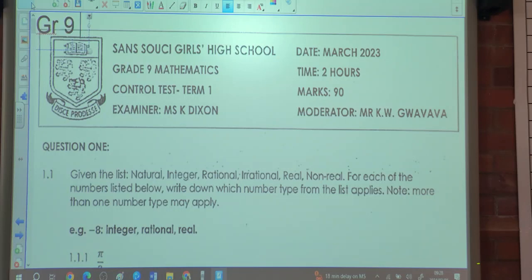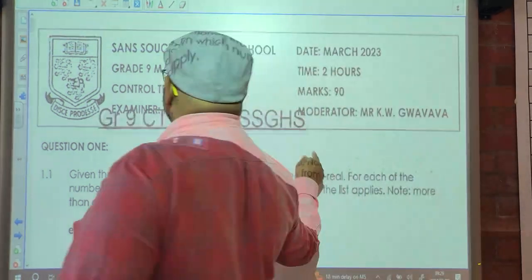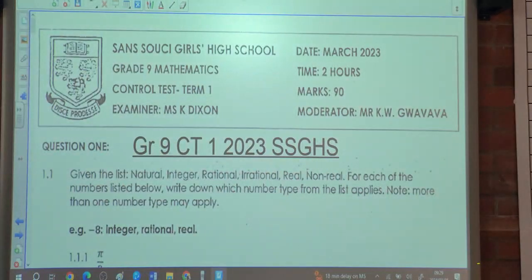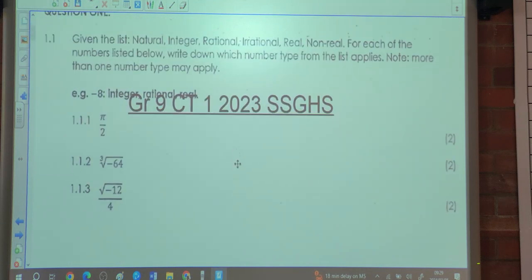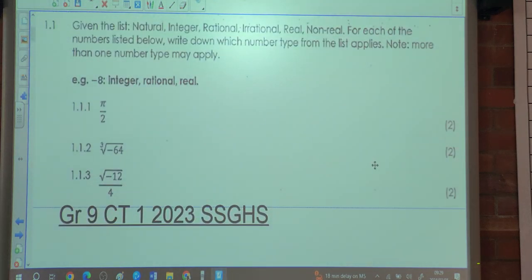Grade 9 Psych, there was a control test, control test 1 of 2023 of school. Okay. So this paper was for 2 hours, 90 marks. So let's read it.